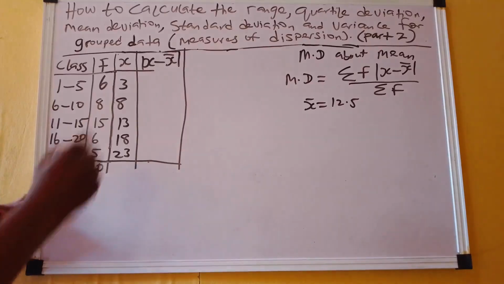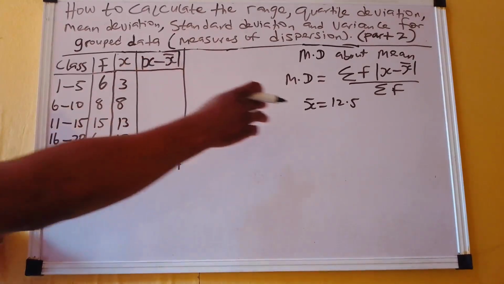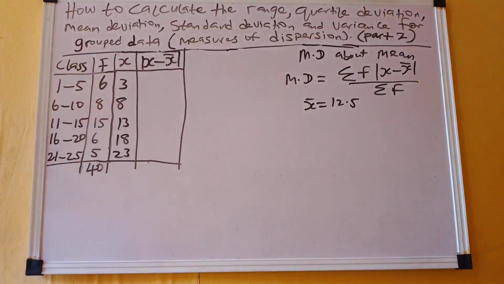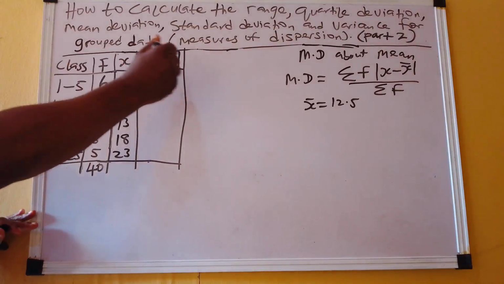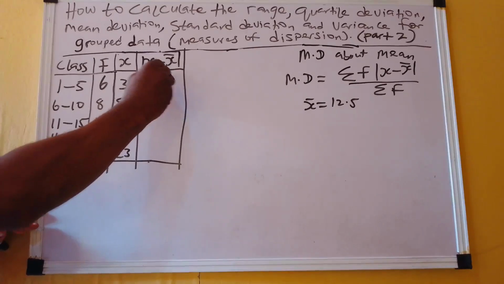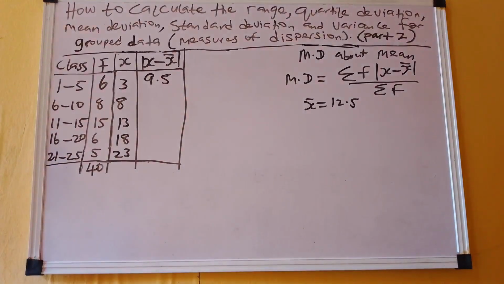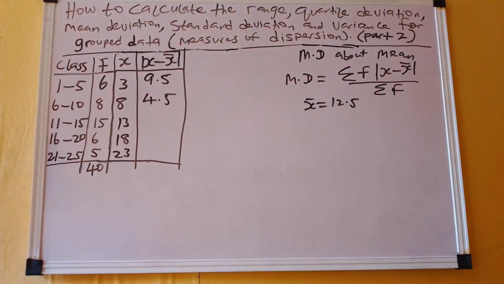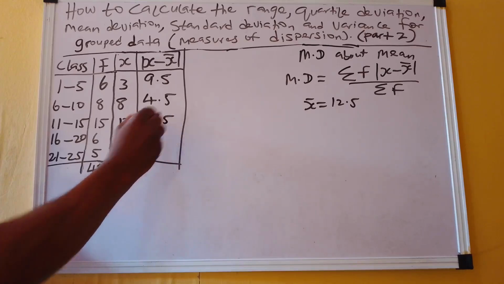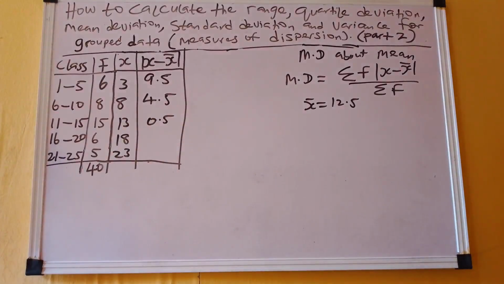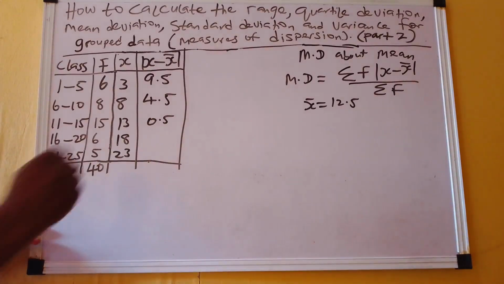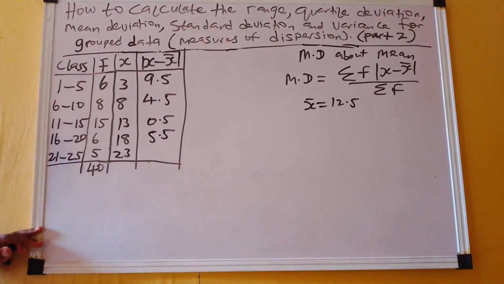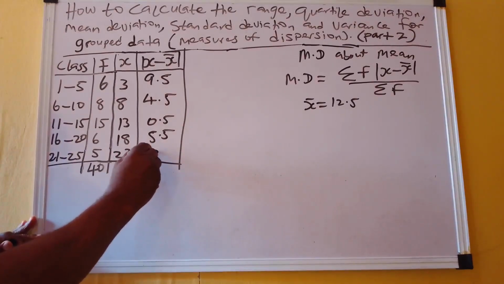Now you will see it. The first value of x here is 3 and our x bar is 12.5. So 3 minus 12.5 is supposed to give us minus 9.5, but because of the absolute value, the minus sign will go, so we write 9.5. Then the next one is 8 minus 12.5, supposed to give us minus 4.5, but because of the absolute value, the negative sign will go, write 4.5. The next one is 13 minus 12.5, that will give us 0.5. Then 18 minus 12.5 gives us 5.5. Then 23 minus 12.5 will give us 10.5.